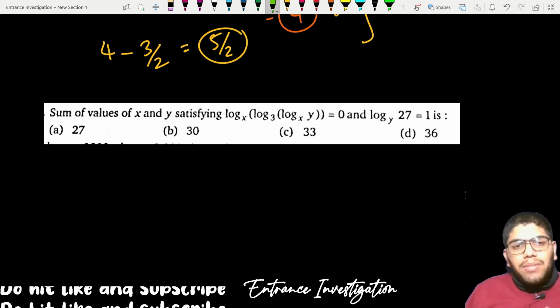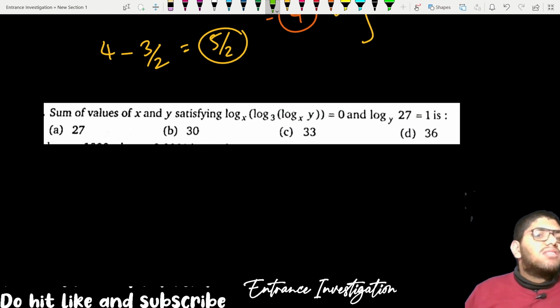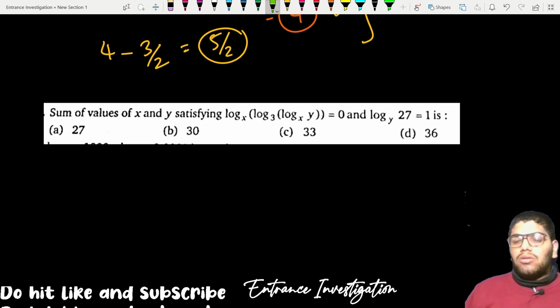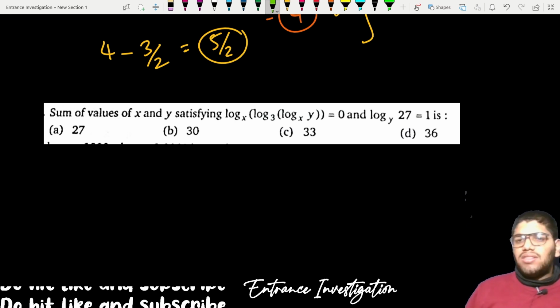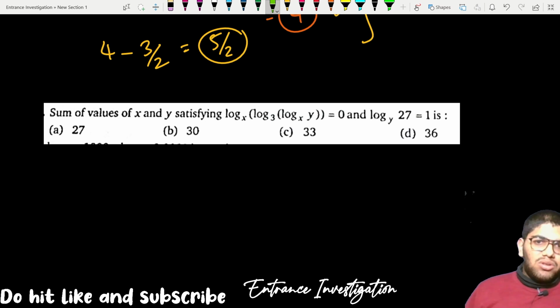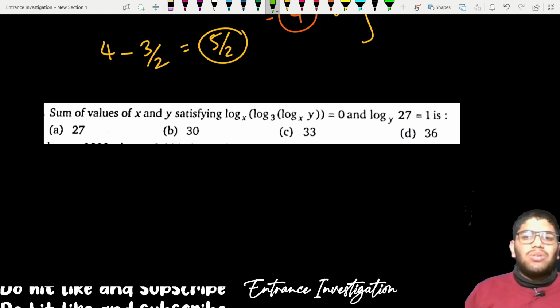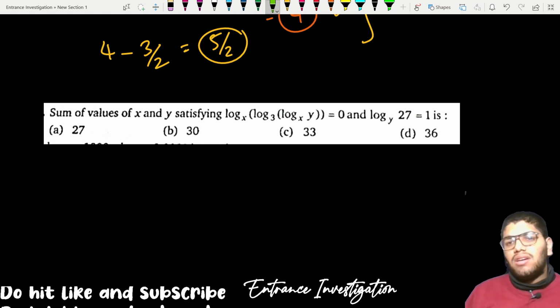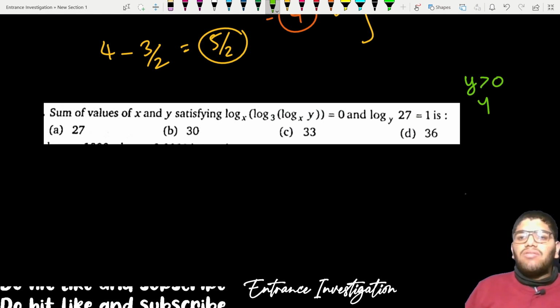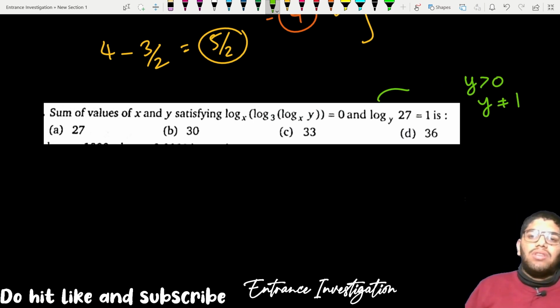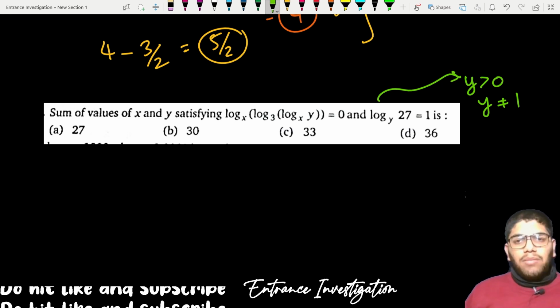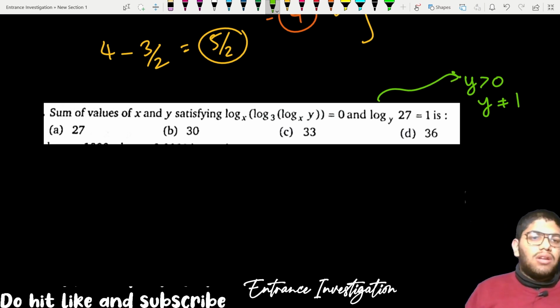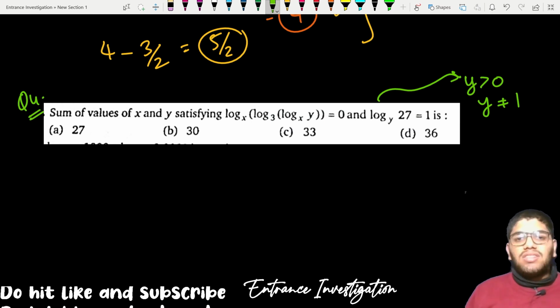So of course, first of all, we have to find the sum of the values of x and y. So let me define x and y, as simple as that, because these expressions are valid only when x and y are defined. So y has to be positive, should not be 1 for this condition. I am defining the logarithm. This is nothing difficult. We have discussed this in the lectures.